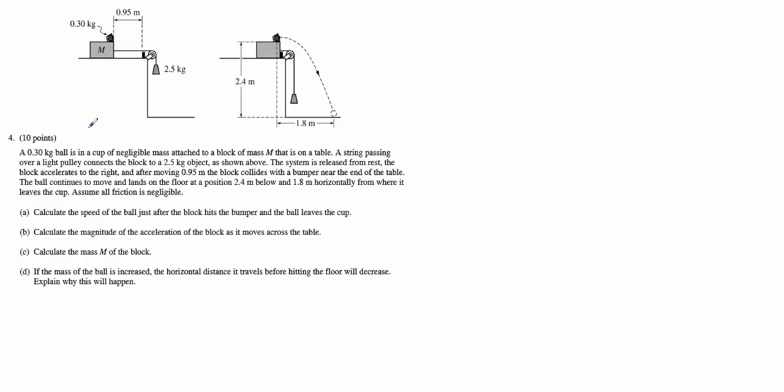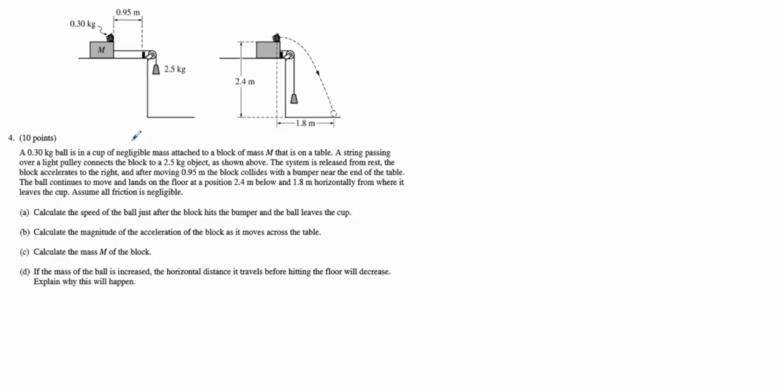big mass from rest. That's going to accelerate to the right, and after moving 0.95 meters, hits a bumper, launching the ball horizontally through the air to the floor, which is 2.4 meters below the surface of the table, and it's going to land 1.8 meters away from the base, which is where it leaves the cup. And so for A, we want to know the speed of the ball just after the block hits the bumper, and then right before it leaves the cup. Right after it leaves the cup.